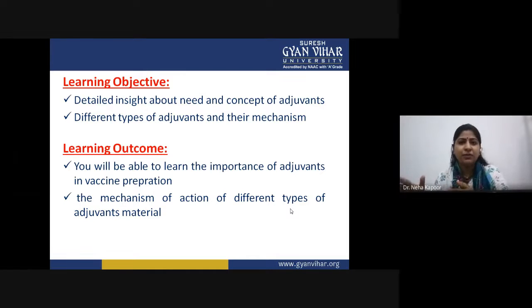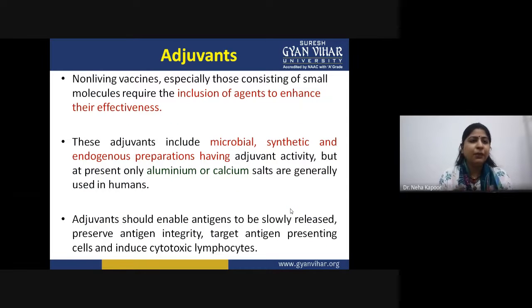At the end of this lecture, you will understand the importance of adjuvants while doing vaccine preparation and their mechanism of action, and what types of adjuvants we are currently using in different vaccine preparations. So starting with the introductory part, what are adjuvants actually?